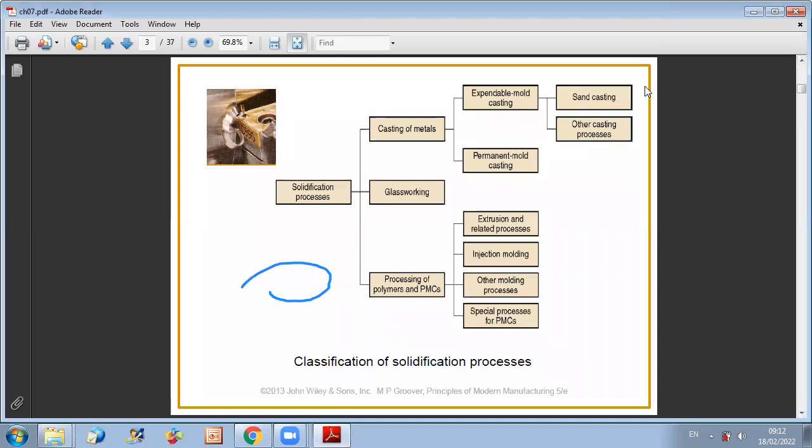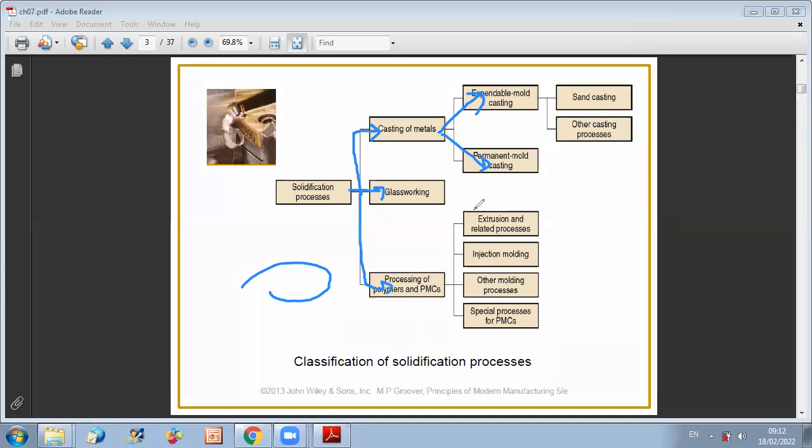Now, as you can see here, this diagram is an overview of the different solidification processes. So we divide them into categories depending on the material used. So if we are casting metals, or if we are dealing with glass, or if you are dealing with polymers. Now, for each type, you also have different categories. In this chapter, we'll talk about expandable mold casting and permanent mold casting. And in next chapters, we'll detail other processes.